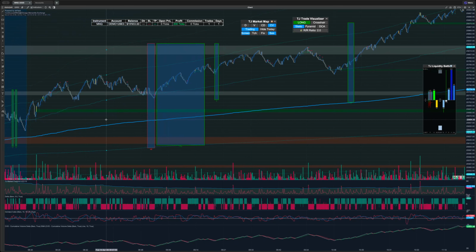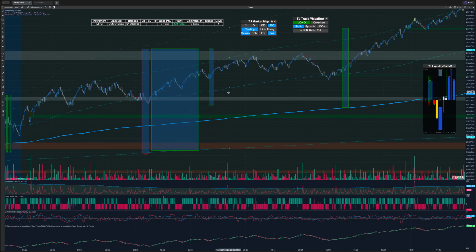Now, my only losing trade here, that was an anticipation of a bounce back here on that upper deviation.